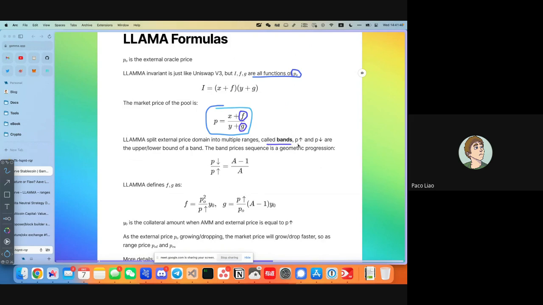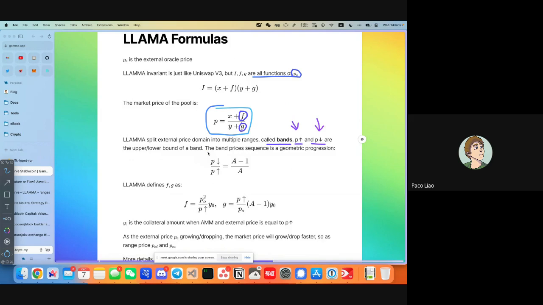There are 3 bands. So in Llama, actually there are many bands connected with each other. And in each band there will be a P up and a P down, which means when the price hits P up, someone's collateral will start to be liquidated. And when the price hits P down, all the collaterals will be liquidated.